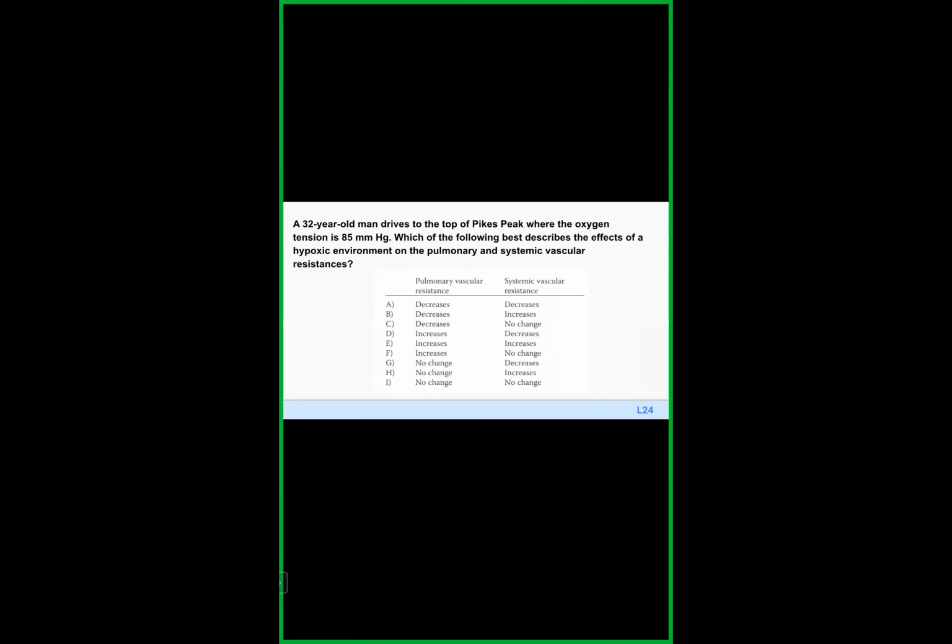All right, that's great. Okay, moving on to the next question. A 32-year-old man drives to the top of Pikes Peak, where the oxygen tension is 85 millimeters mercury. Which of the following best describes the effects of hypoxic environment on the pulmonary and systemic vascular resistances?